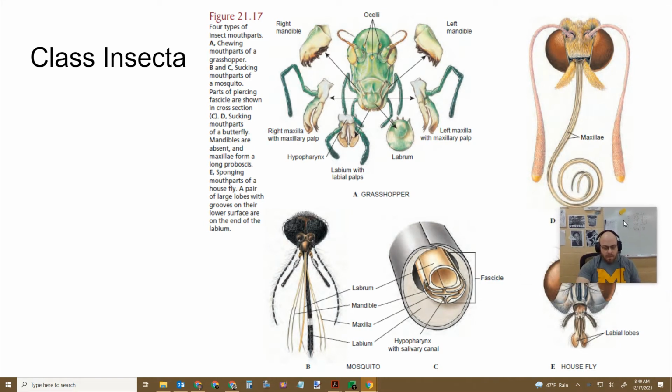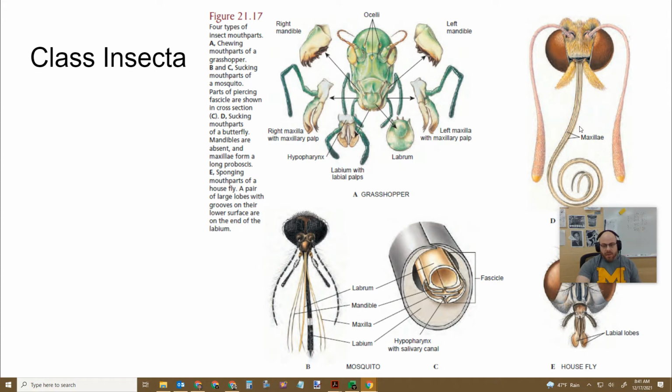All right, so this shows the different mouth parts of an insect, and again, we said last time that the mouth parts of an insect have a lot to do with what they're eating. So you can see here, very good picture for that. The grasshopper eats a lot of leaves, and so it has these kind of grinding bits. This mosquito sucks blood, and so it has a mouth part that's like a long tube.